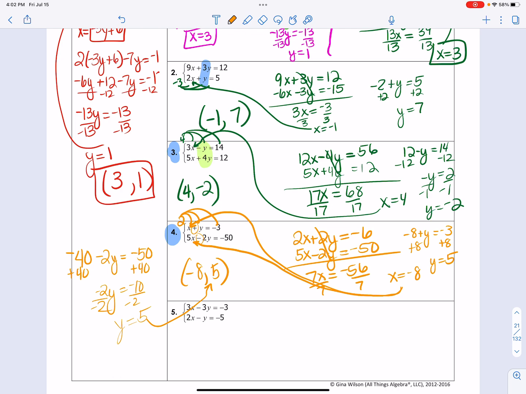What I mean when I say it doesn't matter which one you put it back into, I'm going to choose the one with smaller numbers. I just like to choose the one with smaller numbers because it's less math, right? And I can make mistakes when I do math. So if I can do smaller numbers, I just feel more comfortable with it.